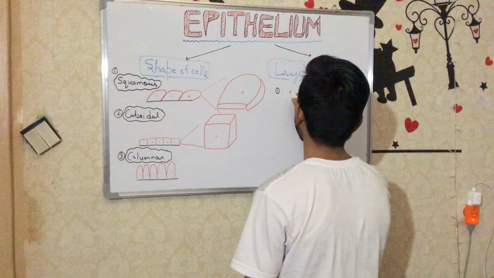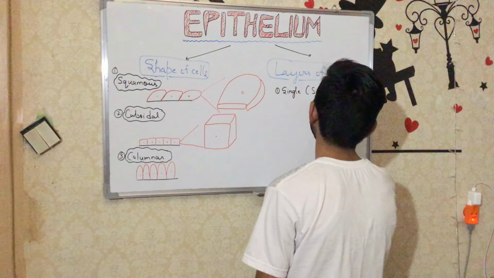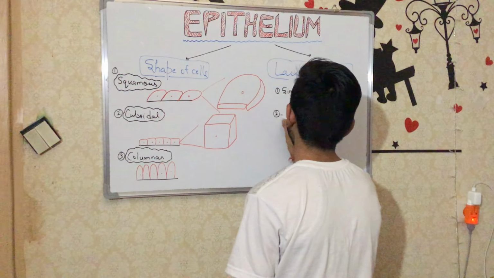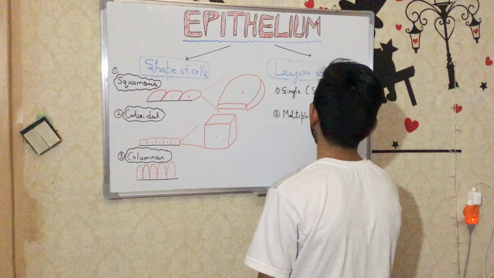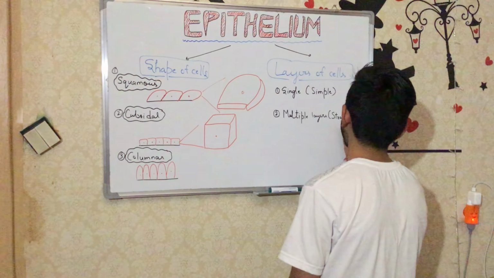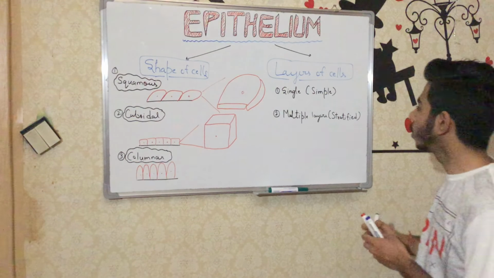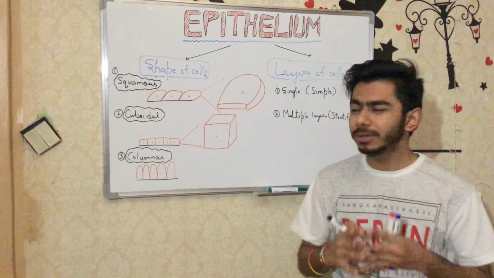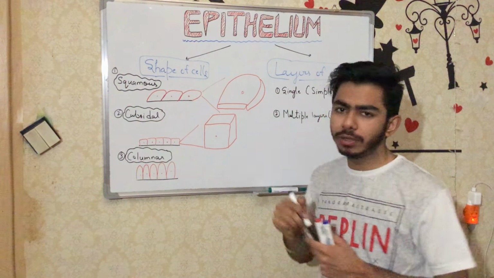So they could be divided as first, single, or we call it simple. Second, it could be multiple layers, and we call them stratified. Stratified. So among these three shape categories, each can be included in simple epithelium as well.